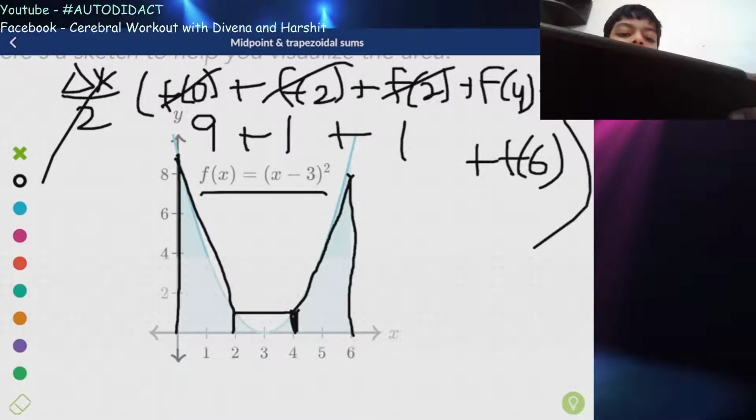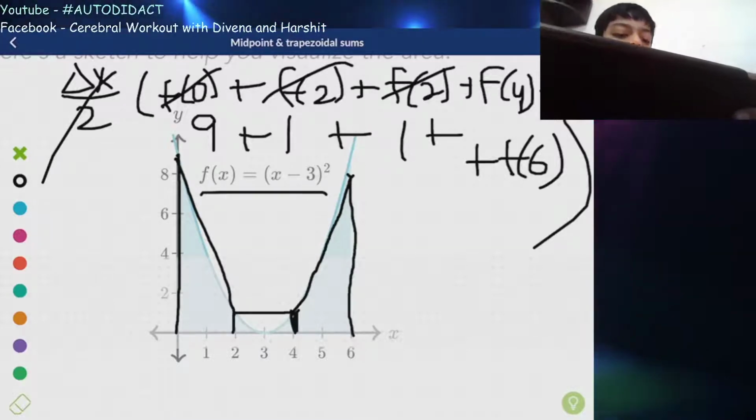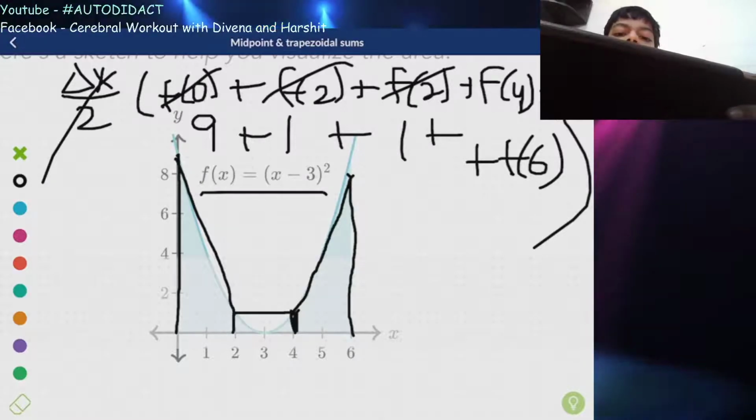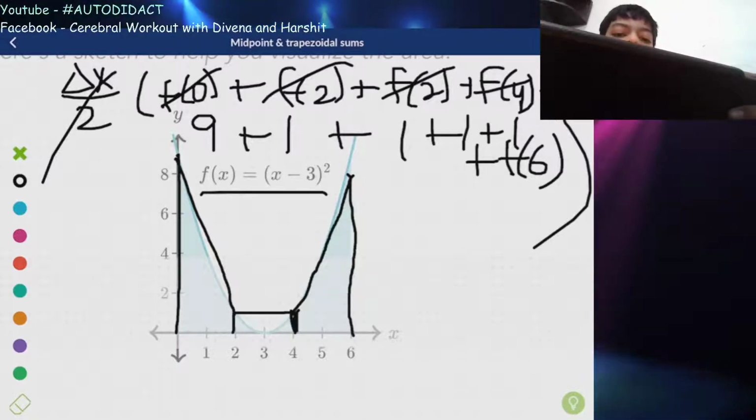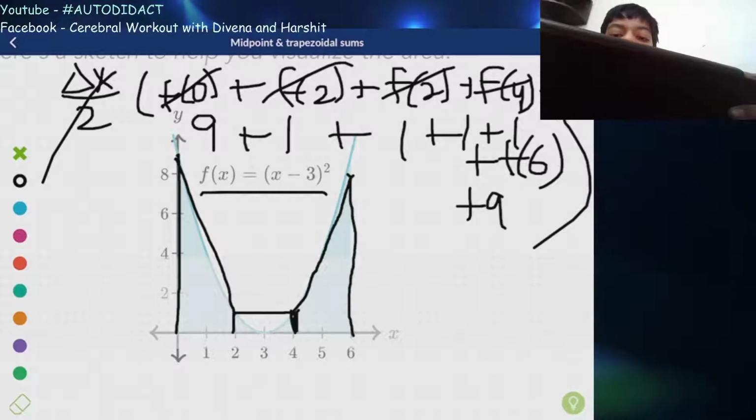9 plus 1 plus 1 plus f of 4. What is f of 4? It is equal to (4 minus 3) squared, which is just 1 again, and another 1 because of this. And the last one, f of 6, is 3 squared, which is again 9.